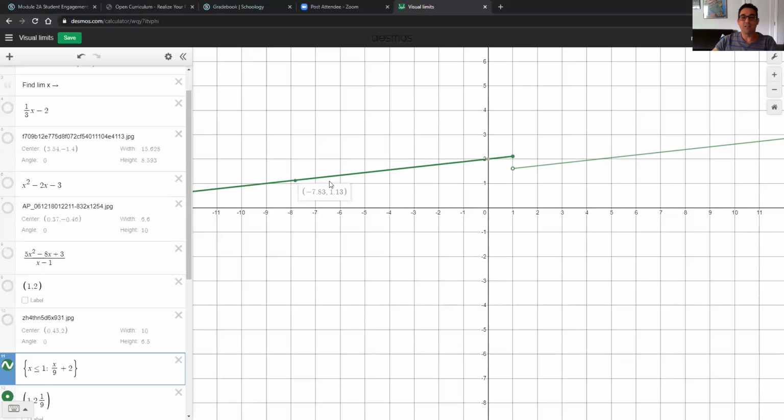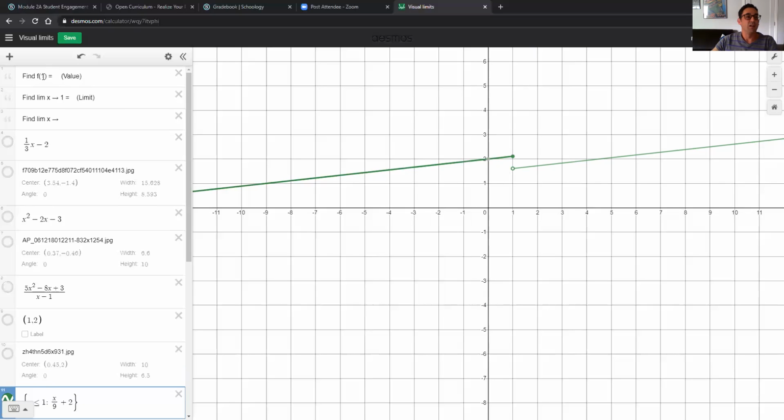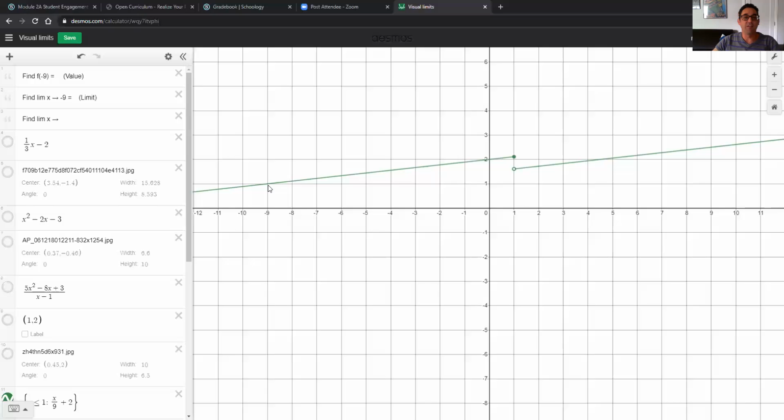Now, this road is still continuous here. So as you find the limit, or find the value at, say, -9, I should find the value at -9, and then the limit at -9 for this graph. Visually, the value seems to be 1, and the limit is also 1, right? If there's no hole or break there, then the limit and the value are the same thing, right?